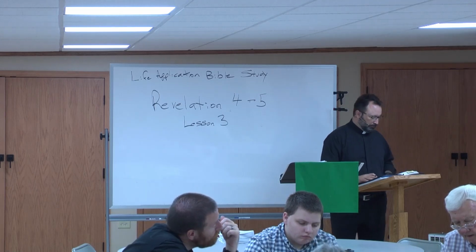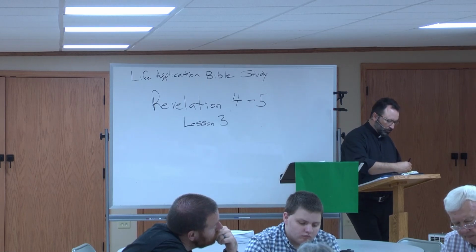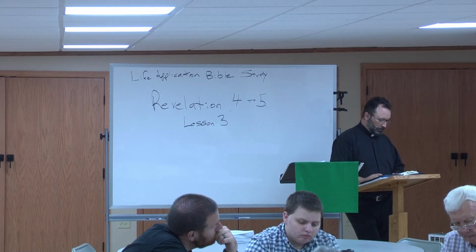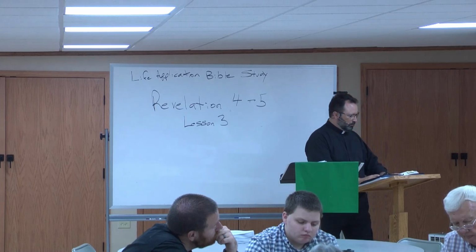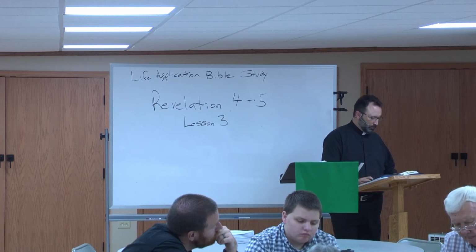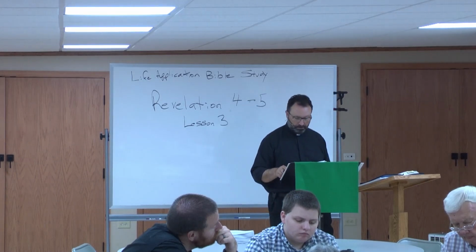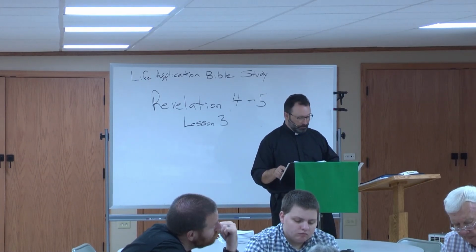Through 11, sorry. And whenever the living creatures give glory and honor and thanks to him who is seated on the throne, who lives forever and ever, the 24 elders fall down before him who is seated on the throne and worship him who lives forever and ever. They cast their crowns before the throne, saying, "Worthy are you, our Lord and God, to receive glory and honor and power. For you created all things, and by your will they existed and were created."